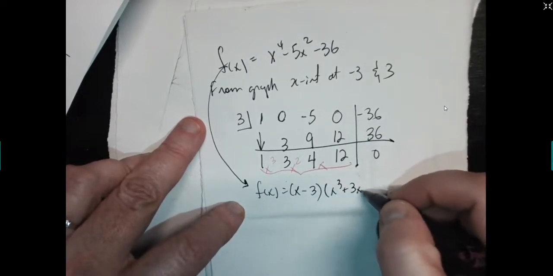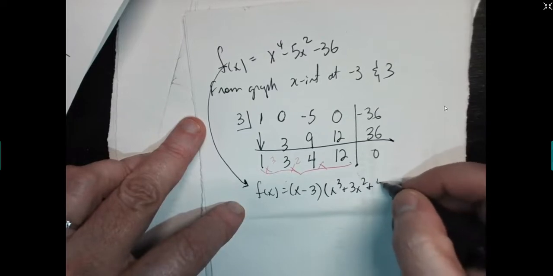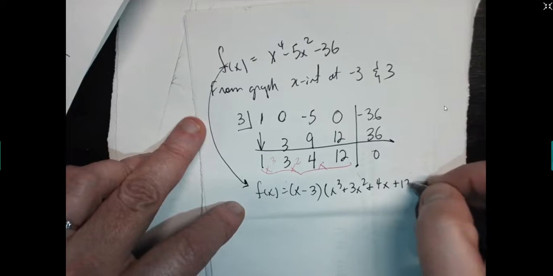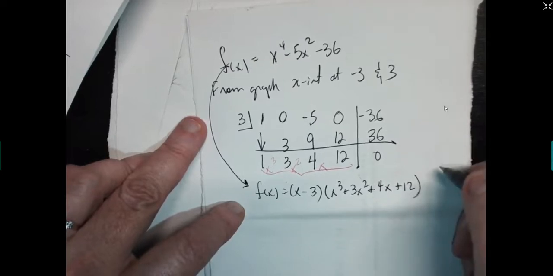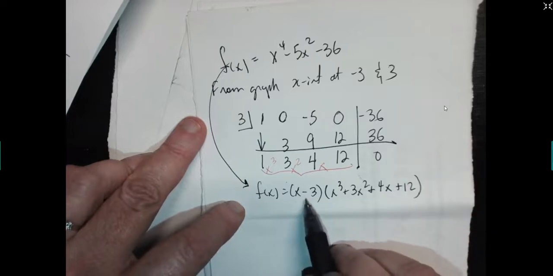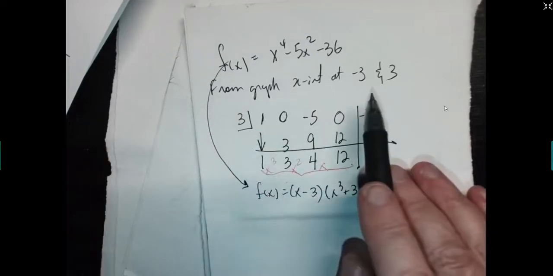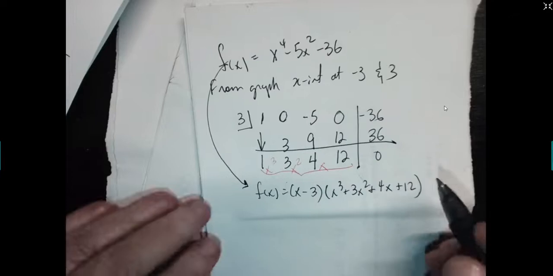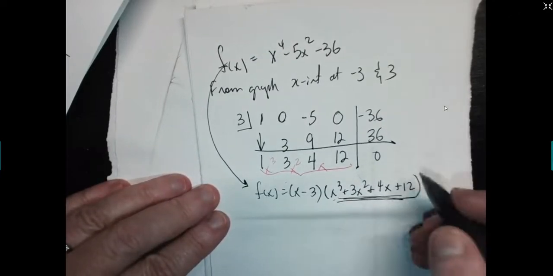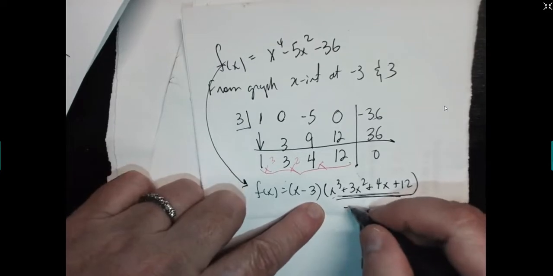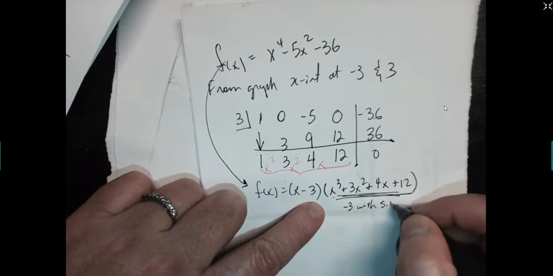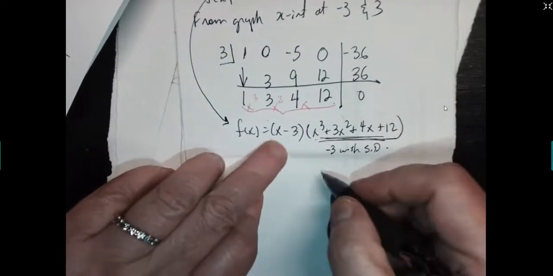Now, when I looked at the graph, it crossed through at -3 and 3, and it crossed through quite straight. It wasn't stretched out. So I'm thinking that 3 and -3 are zeros of multiplicity 1. So what I'm going to do next is I'm going to do synthetic division on this, and I'm going to try -3 to break this down.